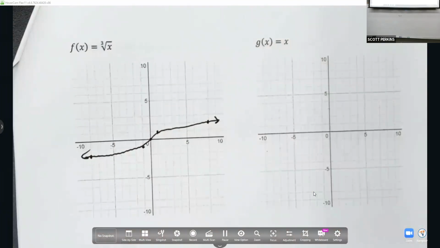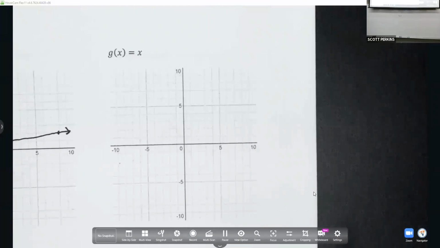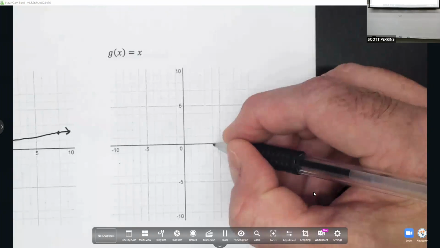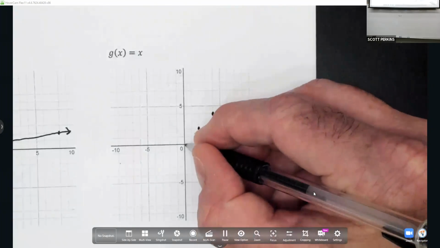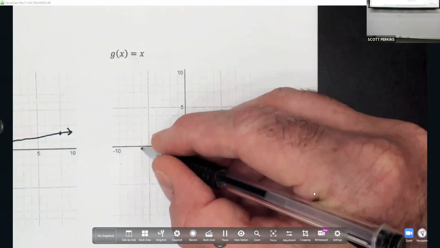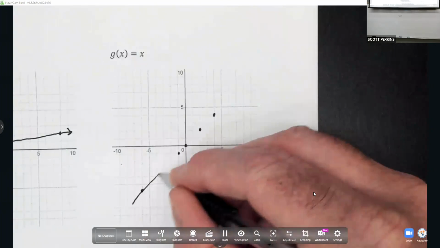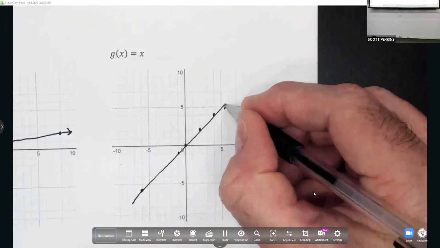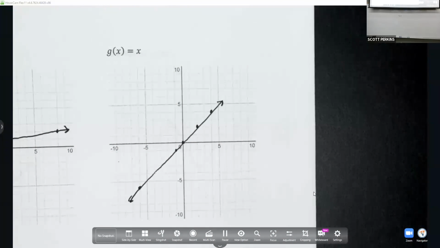And last but not least is my identity graph, my f of x equals x, my line. It just says what you put in is what you get out. So if I put 4 in, I get 4 out. If I put 2 in, I get 2 out. If I put 0 in, I get 0 out. Negative 1 in, negative 1 out. Negative 6 in, negative 6 out. And this function is just a line with slope 1 and y-intercept 0, so nothing too special there.